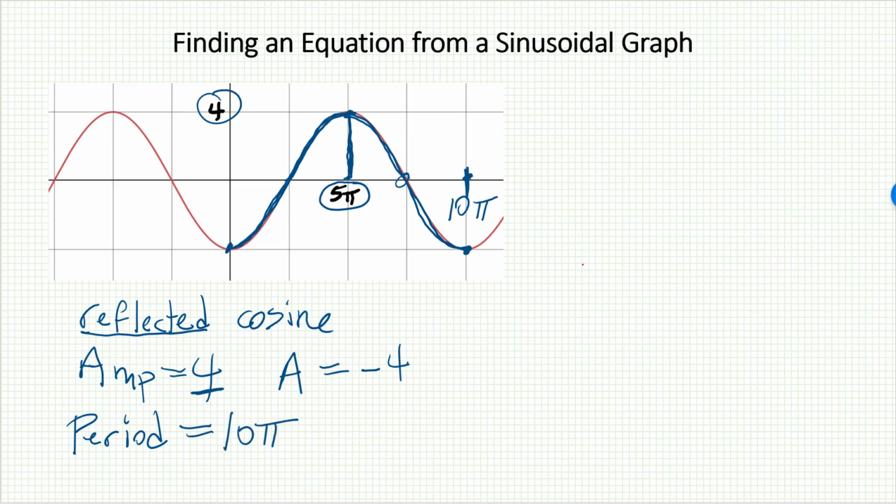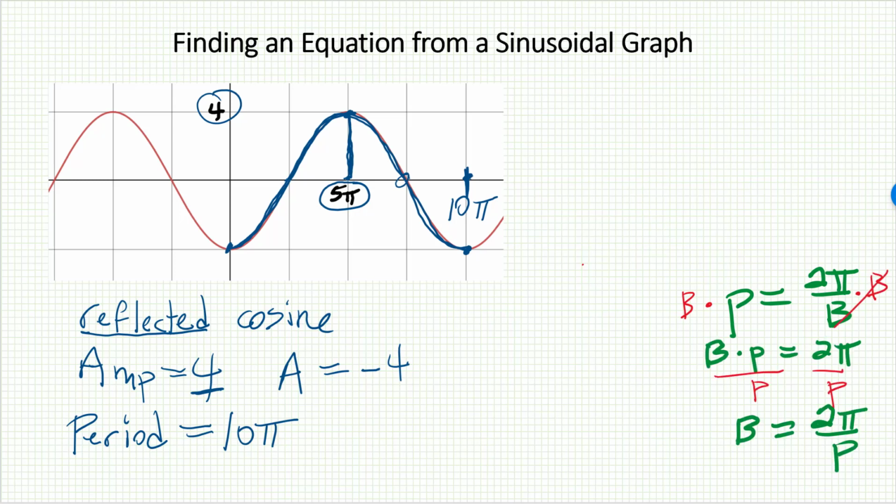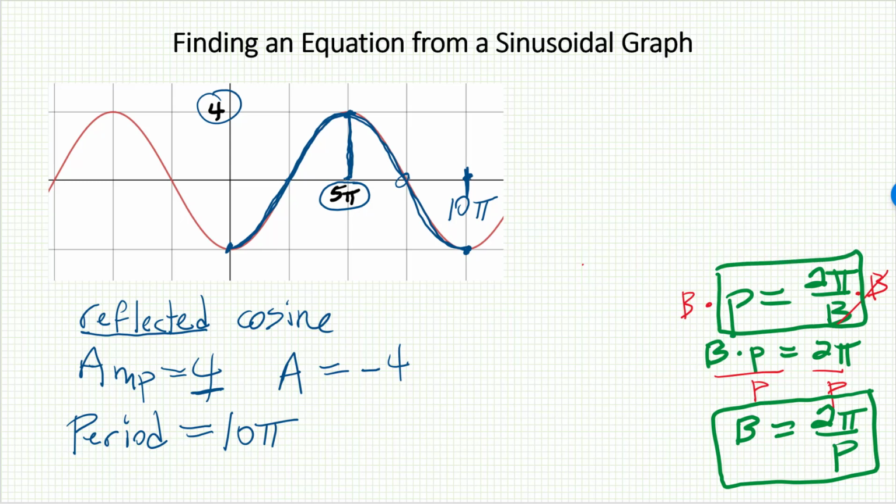Well, I can use the period to figure out the b. Remember our little formula, p equals 2 pi over b? I can rearrange that formula to solve for b. I'll clear the fractions, and then I'll divide both sides by p. And I end up with a very similar formula, b equals 2 pi over p. Use the original formula if you want to find the period. Use this formula if you want to find the b.